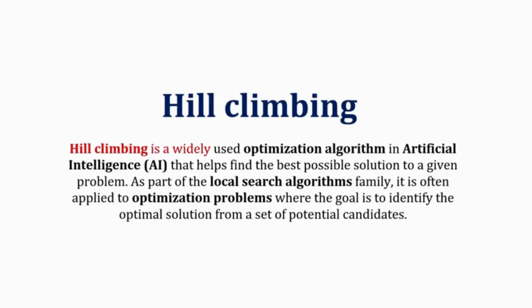Hill climbing is a widely used optimization algorithm in artificial intelligence (AI) that helps find the best possible solution to a given problem. As part of the local search algorithm family, it is often applied to optimization problems where the goal is to identify the optimal solution from a set of potential candidates. Hill climbing is a local search algorithm, right? We can assume it is widely used in artificial intelligence and it is an optimization algorithm too. It is a part of the local search algorithm family.